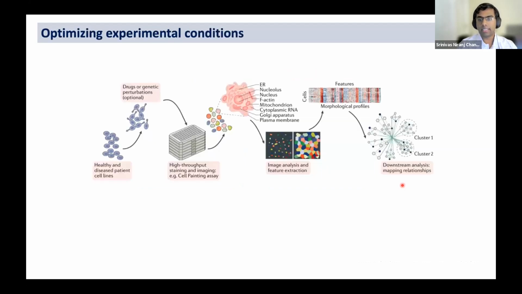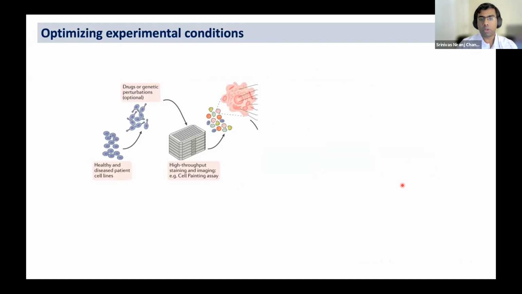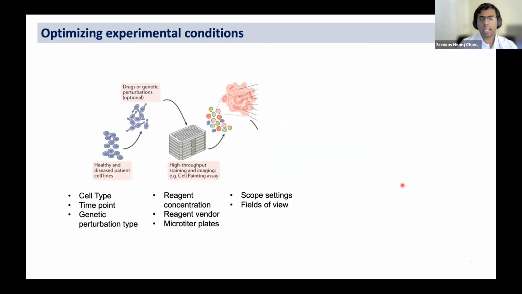So let's come back to this schematic showing the entire morphological profiling pipeline. If we just focus on the left half of this pipeline, which involves all the experimental steps, there are a number of parameters that one could optimize. Some of these have to do with the type of cells and all the associated parameters. Others are associated with stains. And some involve microscope settings and fields of view. So there are many parameters that could be optimized, but these are the ones that we decided to focus on for this particular project.